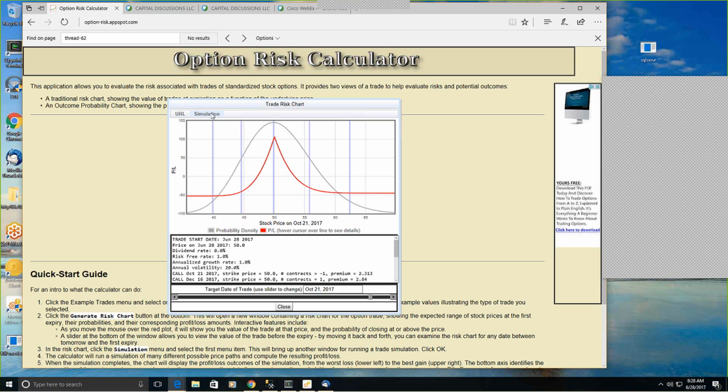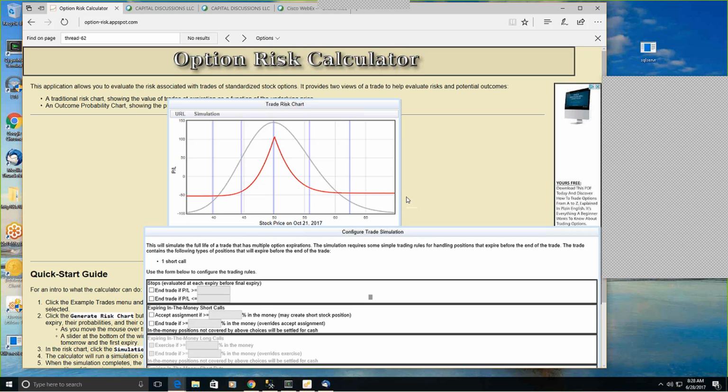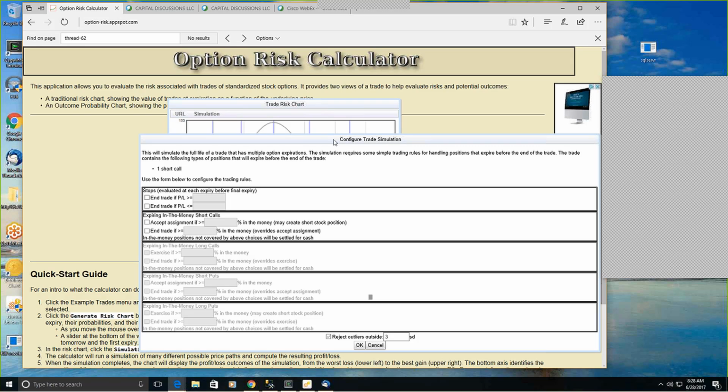But getting back to the trade, what do we want to do when we hit that first strike? Do we want to end the trade, or do we want to look at what might happen if we don't end the trade? And here's where the outcome simulation can give you some insights that you're not going to find from the trade risk chart or from traditional tools. What I'm going to do now is say, all right, let's simulate this trade, and let's make some assumptions about what we're going to do when we reach the first strike.